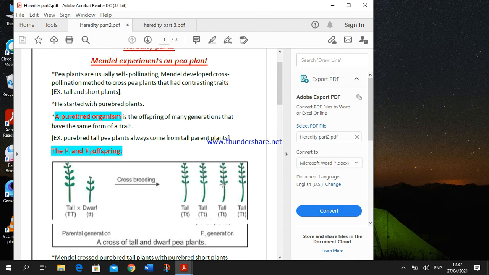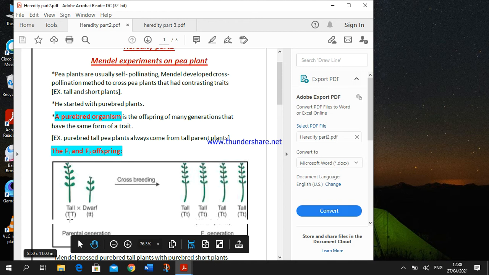In Mendel's experiments, today we will explain together Mendel's experiments on pea plants. Pea plants are usually self-pollinating. Mendel developed the cross-pollination method to cross pea plants that had contrasting traits, like tall and short plants. He started with purebred plants. A purebred organism is the offspring of many generations that have the same form of a trait. Look at the figure in front of you.